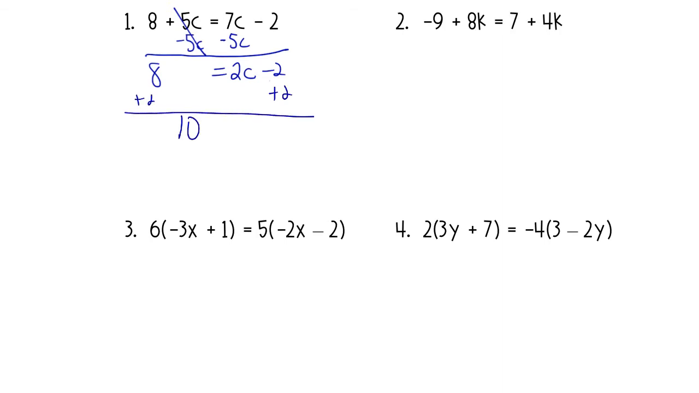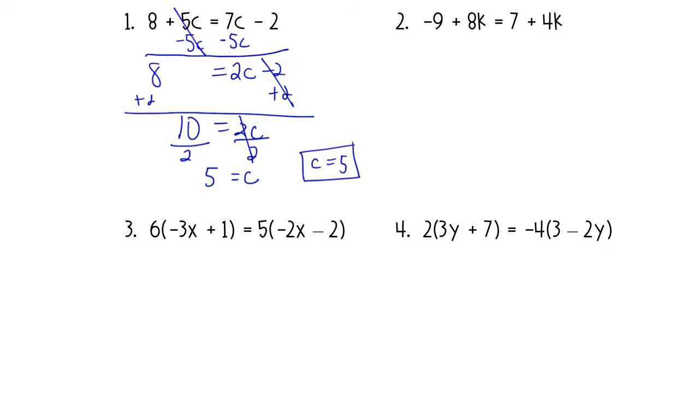8 plus 2 is 10, and that equals 2c. Negative 2 plus 2 cancels out. If I want to get c alone, last step, I divide both sides by 2. 2 divided by 2 cancels, and c is on the right. 10 divided by 2 is 5. So final answer, c equals 5.